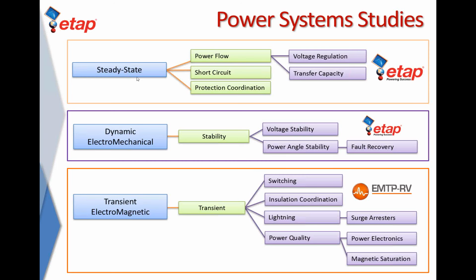So typically the steady state calculations are done within ETAP. The dynamic electromechanical calculations are also done within the ETAP program. But then when it comes to the fast transient calculations, the electromagnetic calculations, such as switching transient, insulation coordination, surge arrestor sizing, lightning surges, those are typically done in electromagnetic transient software such as EMTP-RV.